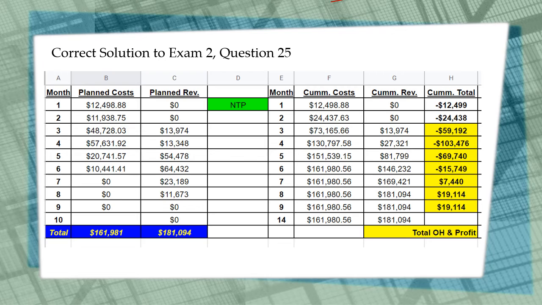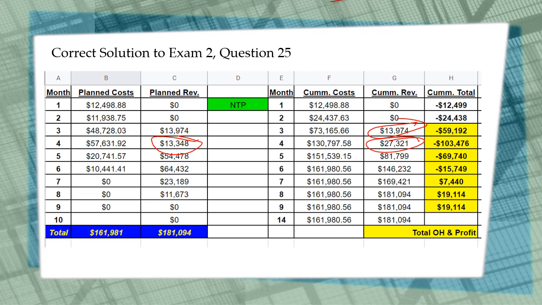After that, you're going to want to find the cumulative revenue. You get the cumulative revenue by adding last month's cumulative revenue plus this month's planned revenue. So an example of this is right here, month 4. You get last month's cumulative revenue, which is 13,974, and you add this month's planned revenue, which is 13,348, and you get $27,321.